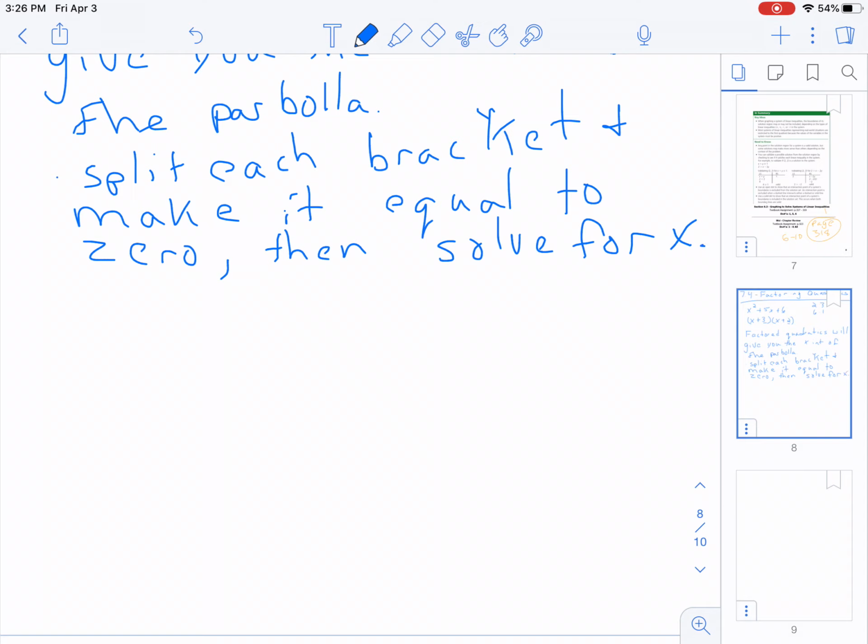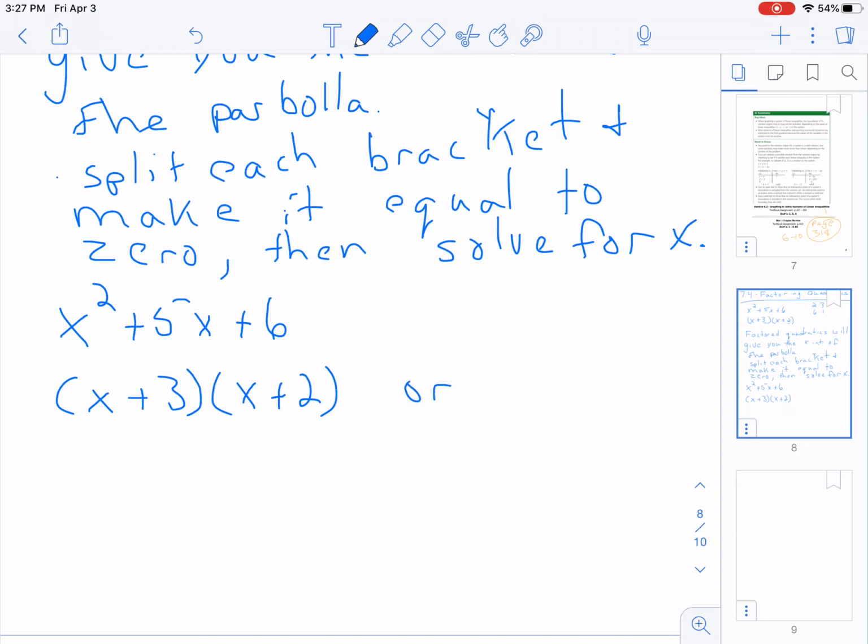Okay, so if we go back to this example I had, x squared plus 5x plus 6, I made both my brackets like this. Now remember, when you're factoring, it doesn't matter which order you write them in. They're the exact same, okay? So nothing's changed from Math 10 so far. Cool. Now that this is done, this is where I take each one and I split them.